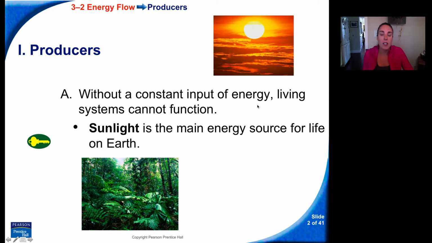So without a constant input of energy, living systems cannot function. So sunlight is the main energy source for all life on Earth. Sunlight gives its energy to plants, and plants can harness the sun's energy to produce their own food, and then animals can eat the plants to get their energy.